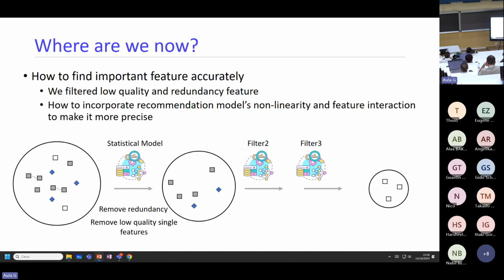So where are we now? We want to find very important features accurately. So we first filter some very low quality and redundant features with some vanilla statistical-based methods. The next step is to incorporate recommendation models, nonlinearity, and feature interaction into consideration to make it more precise. Like here, I have placed the 3 filters, and the first one is the statistical model, and it can remove redundancy and remove low quality single features. And now we describe the second and third filters.